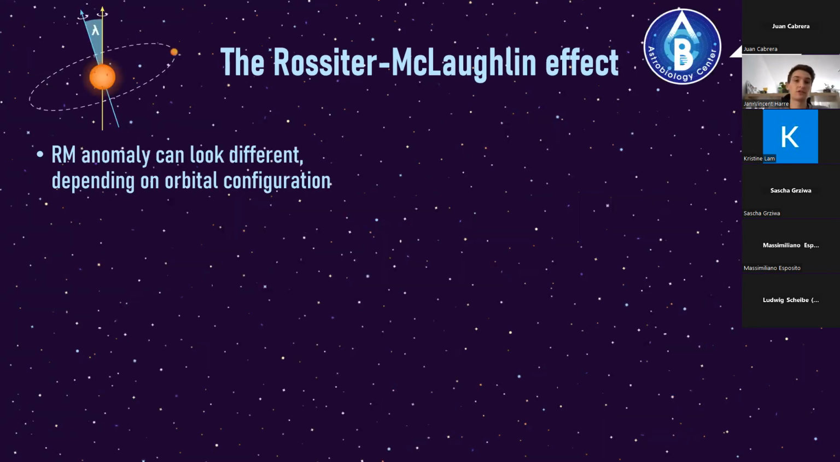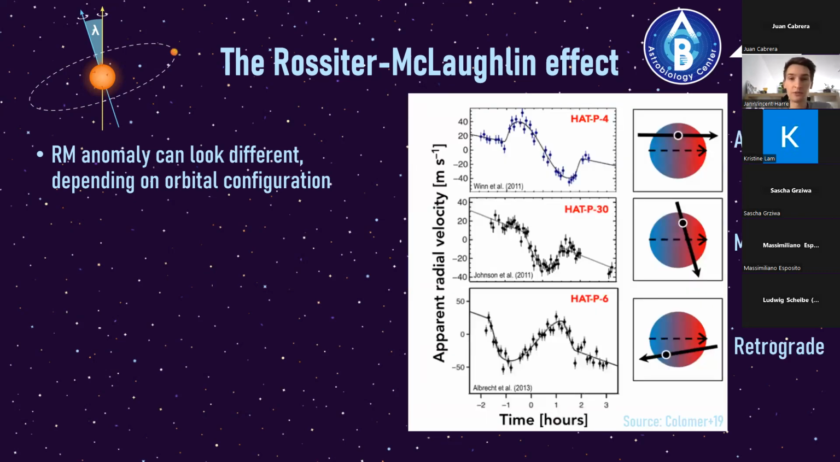And this Rossiter-McLaughlin, or in short RM anomaly, can look different depending on the orbital configuration of the system. Here are some examples. For example, an aligned system, which I've just shown you. So we have this nice feature with a positive and a negative bump.